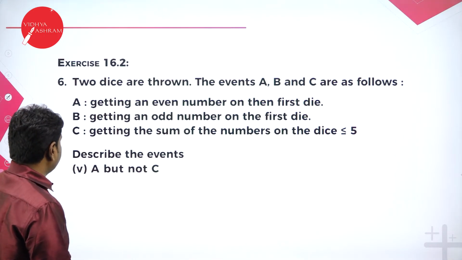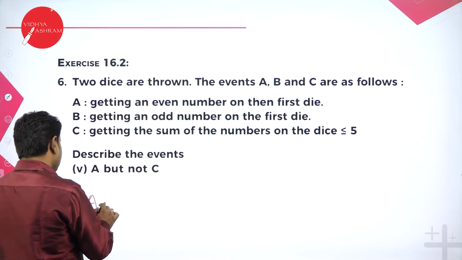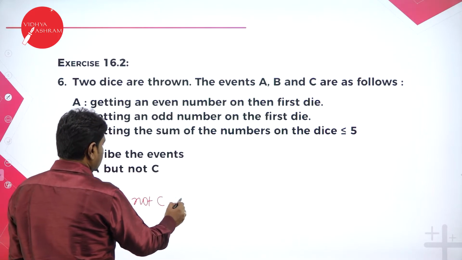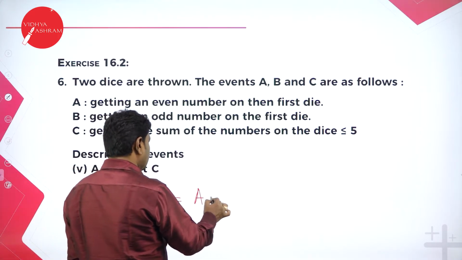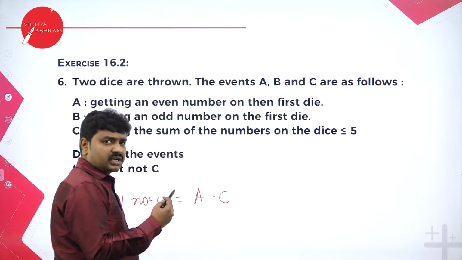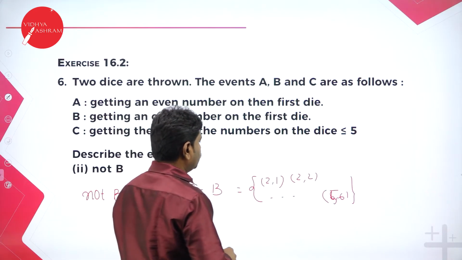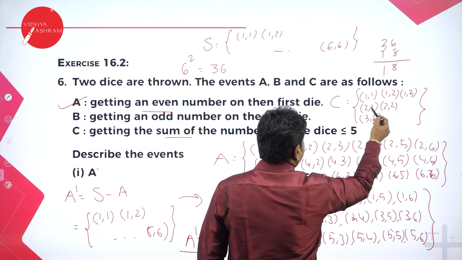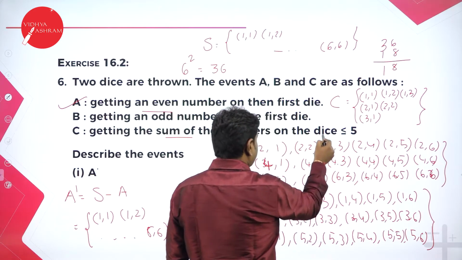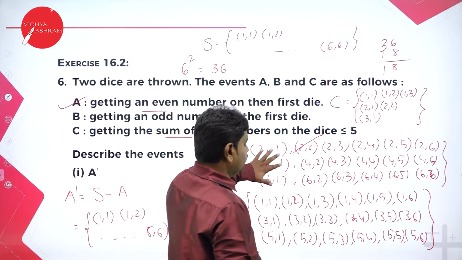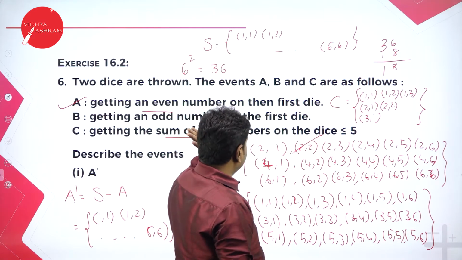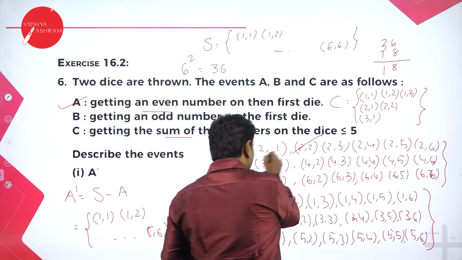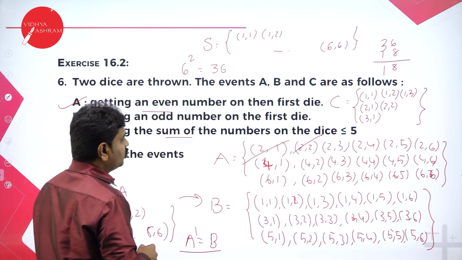And then they want you to find A but not C. A but not C means what? In A, remove C. So, go back to A. What is your A? This C means what? 1, 1, 1, 2, 1, 3, 2, 1, 2, 2, 3, 1. So, I have to remove 2, 2. A I should take, C elements I should remove. See here only one element is starting with even number. So 2, 1 is also there. Remove 2, 1. So you will be having 2, 2, 2, 6, 6.